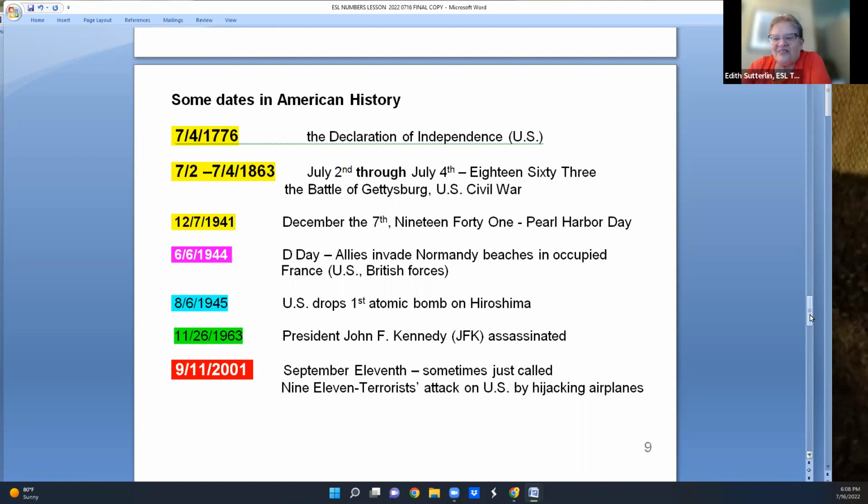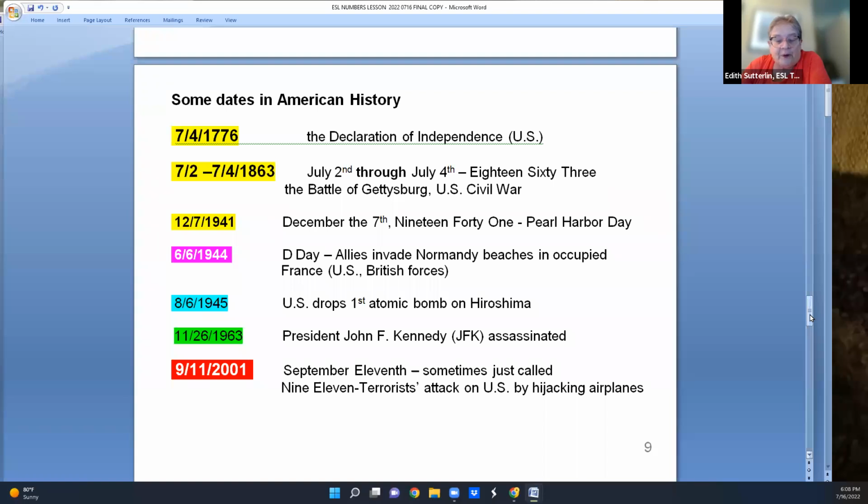August the 6th, 1945. The next date is November 26th, 1963. So I was 10 years old when that happened. It's the first political event I can remember, a very important news event in my memory, when President John F. Kennedy, they call JFK, was assassinated. He was shot in Dallas. So let's say November 26th, 1963.